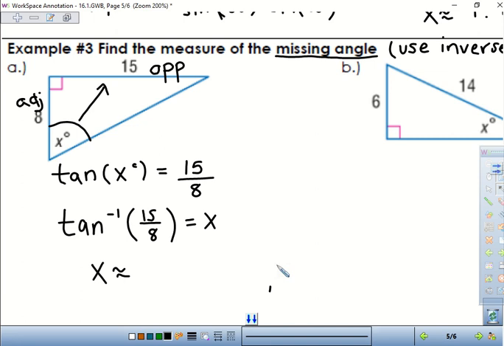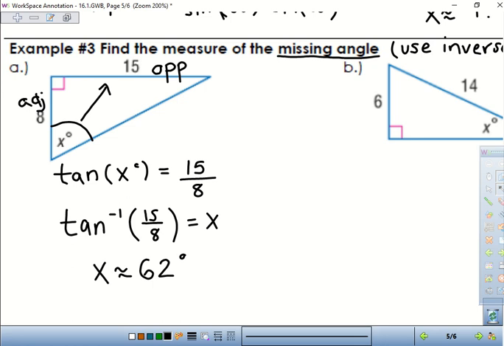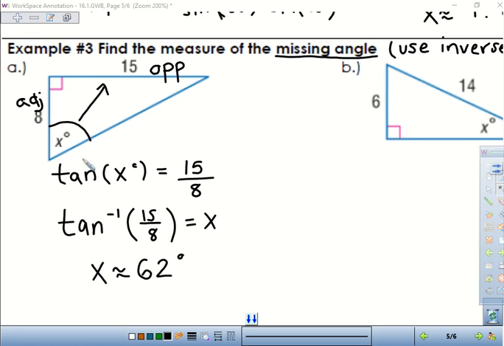It's going to be about 62 degrees. Did everybody get 62? Alright, if anybody's having issues with calculator, just let me know. I'll come around at the end and help everybody out if you're stuck. Alright, so the next one. And if you wanted to, you could do regular tan of 62 and make sure it's about 15/8 to check your work.